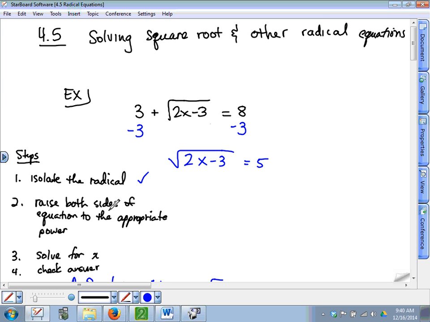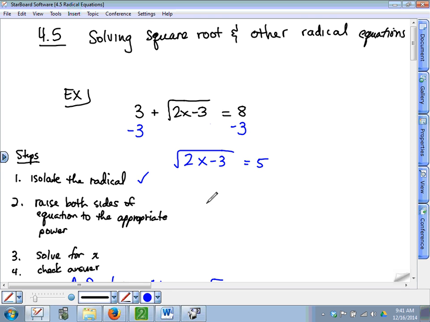Step 2 is to raise both sides of the equation to the appropriate power. You can't just raise it to any power you want. You have to raise it to a certain power that's going to cancel the radical. If it's a square root that you're trying to cancel, what power are you going to use? A power of 2. But what if this were a cube root? Then you'd use a power of 3, right? That's what I mean by the appropriate power.